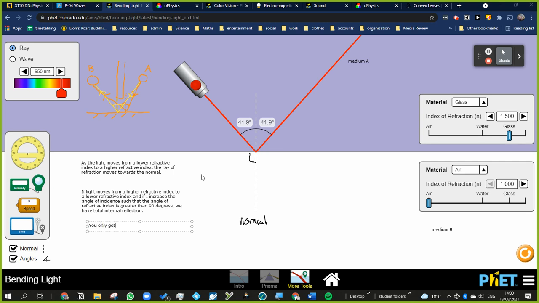You get reflection and also refraction with all waves, but we're looking at light at the moment. We only get total internal reflection if a light wave is moving from a higher refractive index to a lower refractive index.